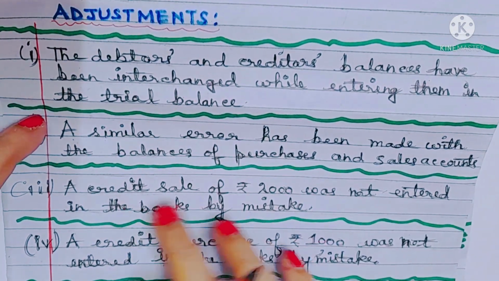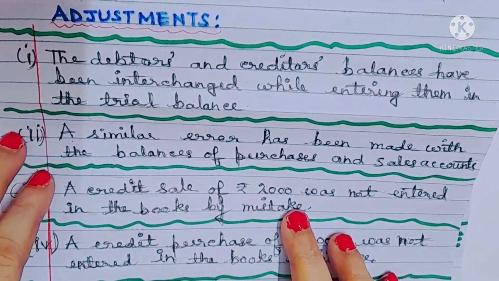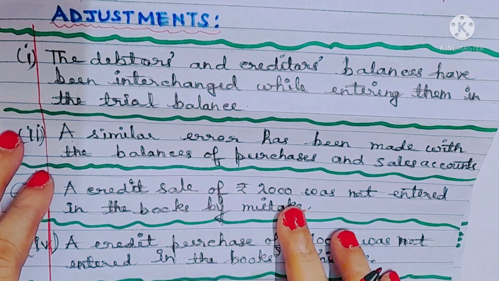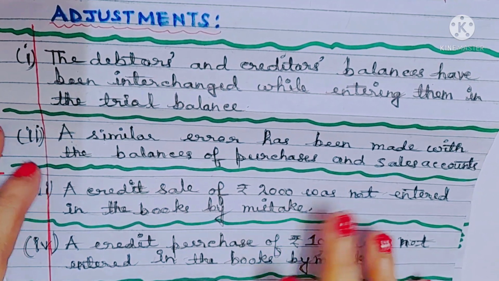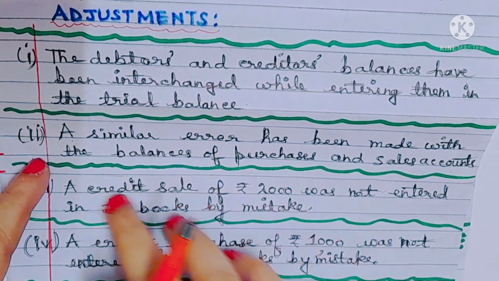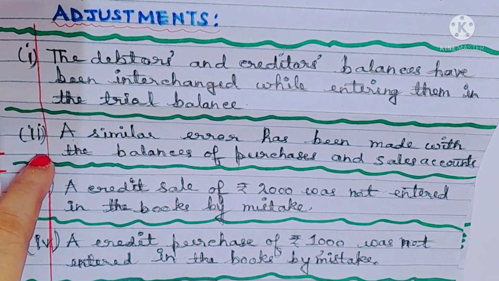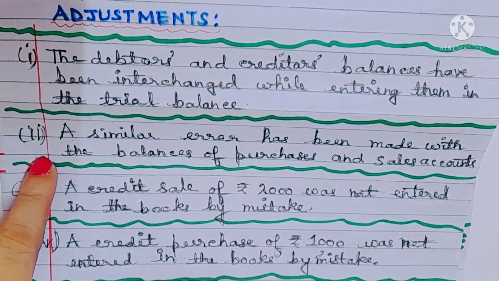Number 3, a credit sale of rupees 2000 was not entered in the books by mistake. So, credit sale means what? Sale 2000 was not recorded by mistake. So, sale plus 2000 will come. It is a credit sale, so debtors will also appear. Always remember, debtors arise as a result of credit sale.